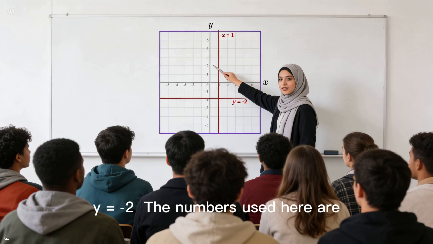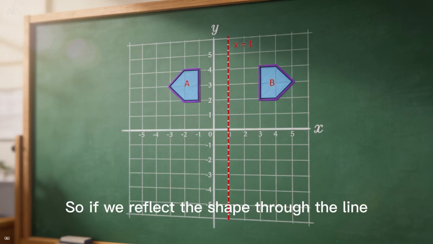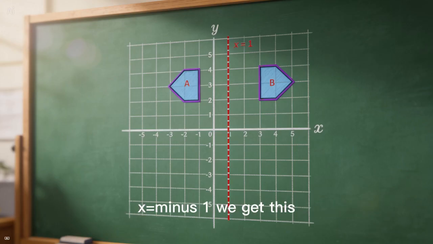The numbers used here are indicative, as they will usually choose anything within the boundaries of the Cartesian plane used. So if we reflect the shape through the line x equals -1, we get this. Notice the formula for the line appears on the drawing.